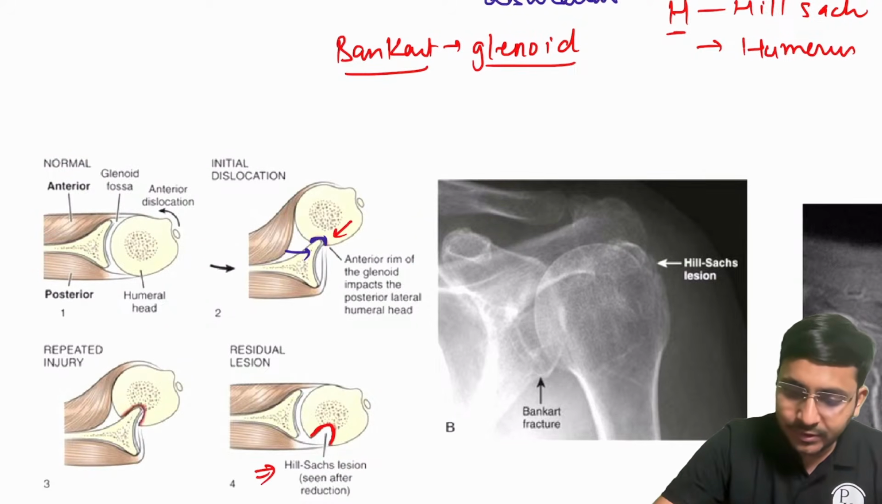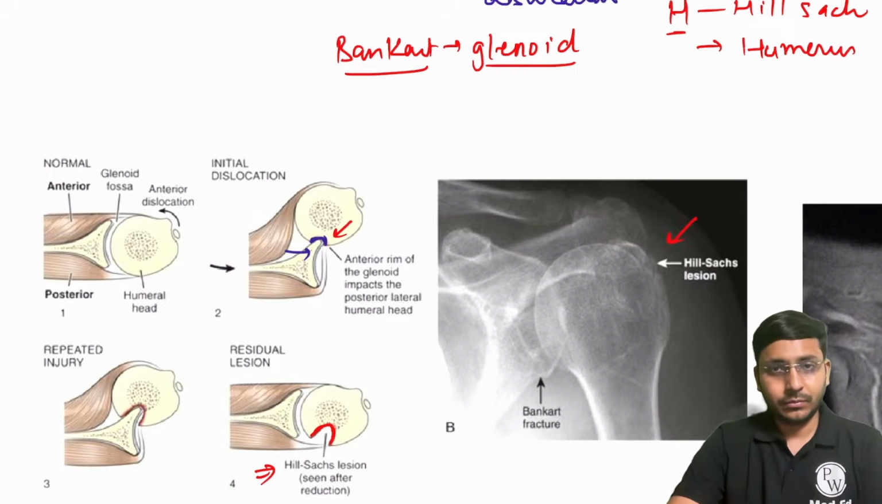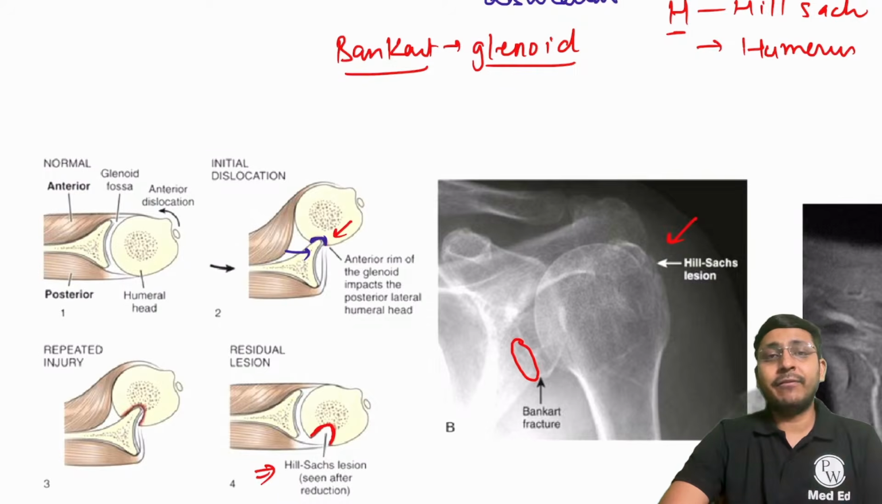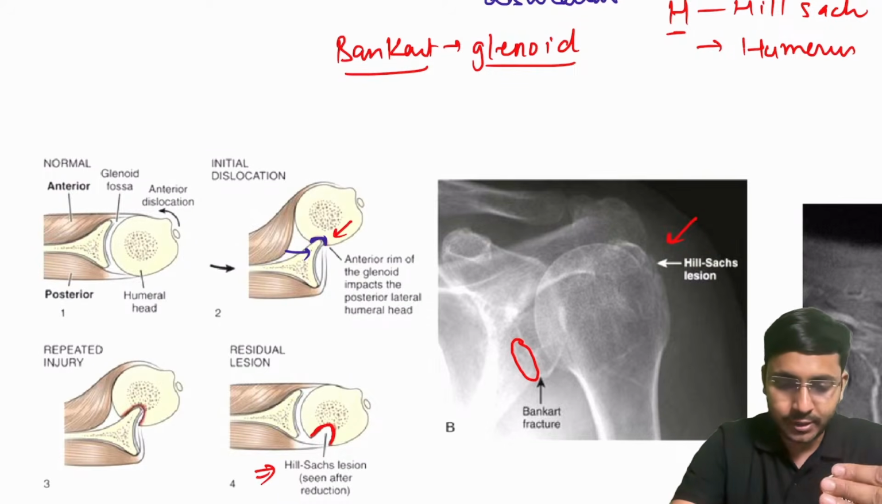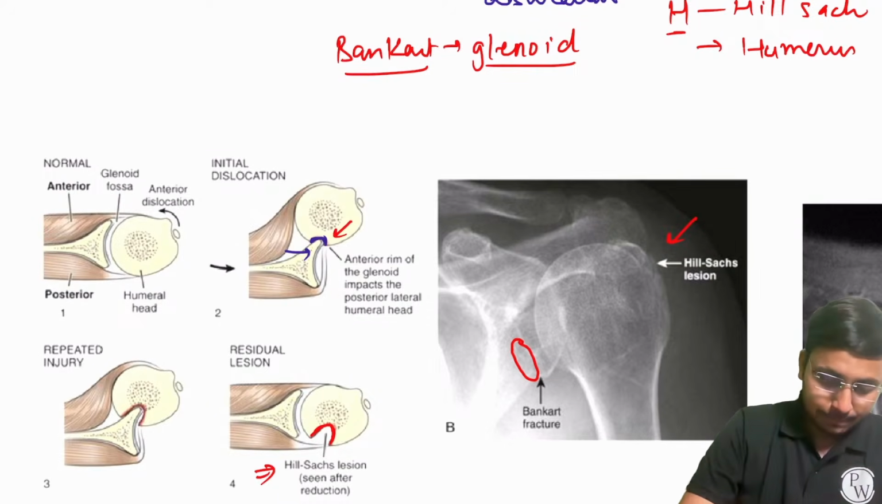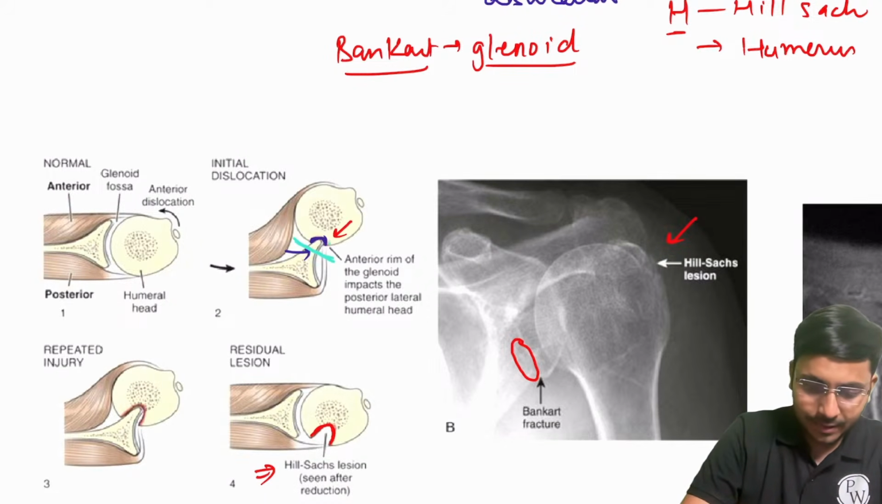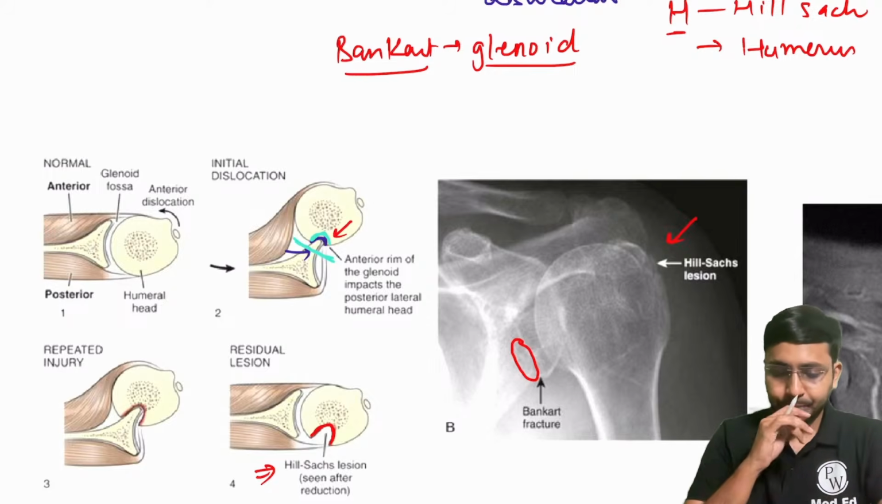And on the X-ray you will see this defect here, and the Bankart lesion is seen on the glenoid in the anterior aspect whenever there is an anterior shoulder dislocation. So in shoulder dislocation, the bony Bankart will form here on the glenoid, and the Hill-Sachs will form here.